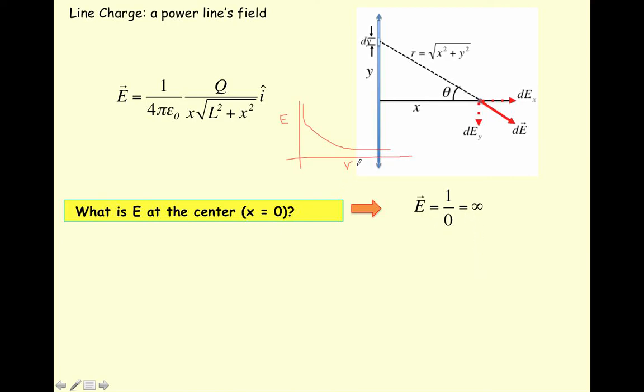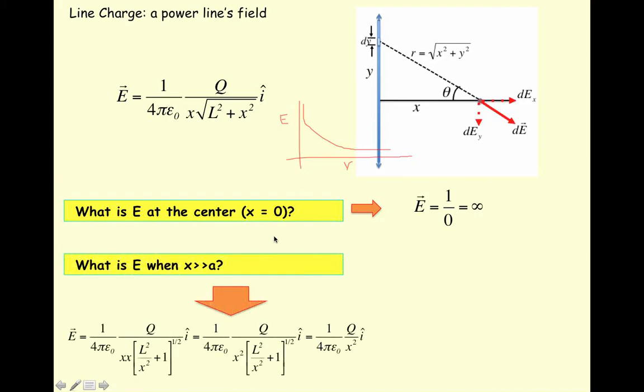So in the case that r is equal to 0 right here, then E goes to infinity. So that's consistent with that. Now, what happens when you're very, very far away? You expect to see something like the electric field due to a point charge.